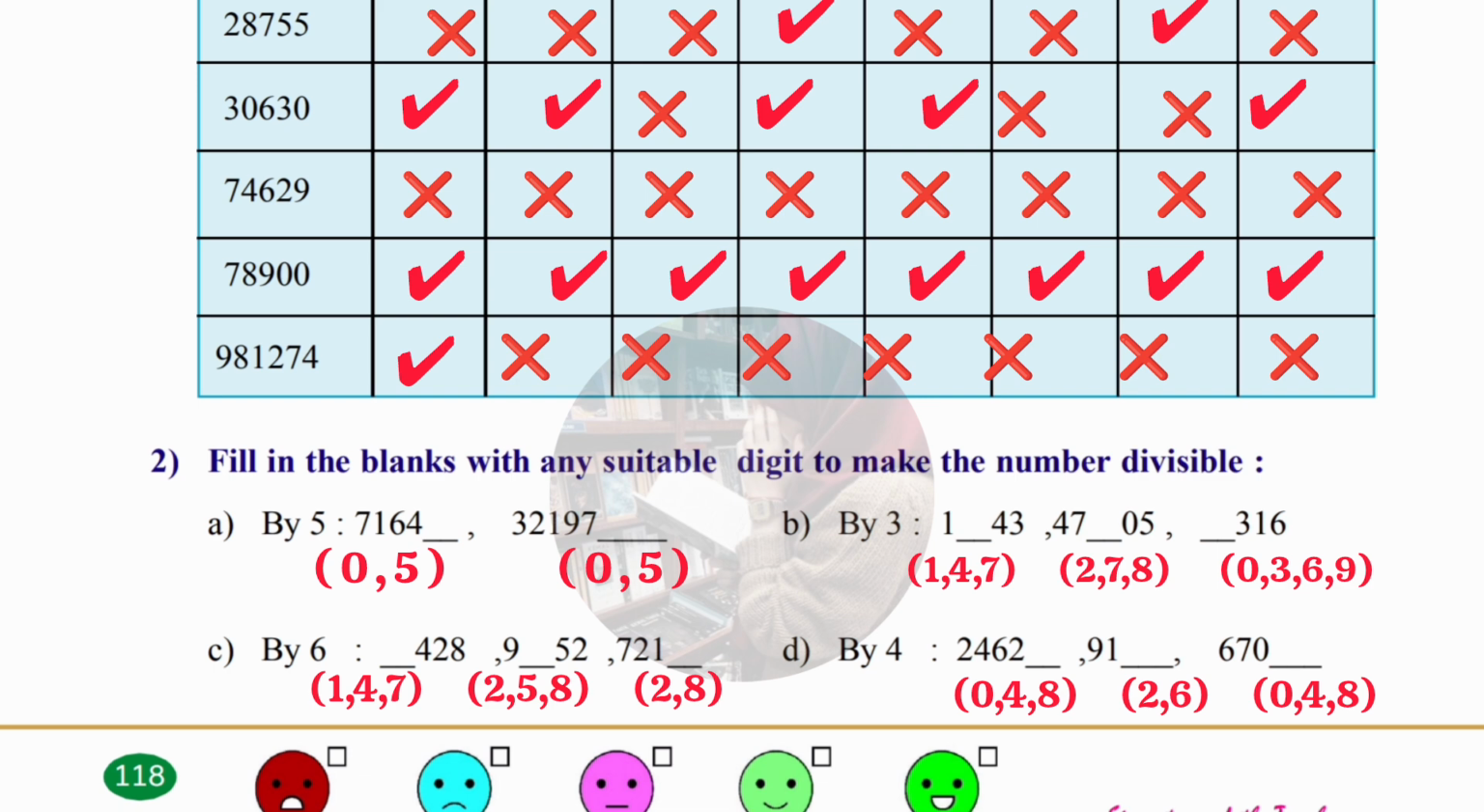Then the next number is 9, 1, blank. You can fill it with 2 or 6. Then it is 12 or 16, and it is divisible by 4. That's why 912 or 916 is divisible by 4. Like that. Okay guys, up to here your 5th worksheet answers are complete.